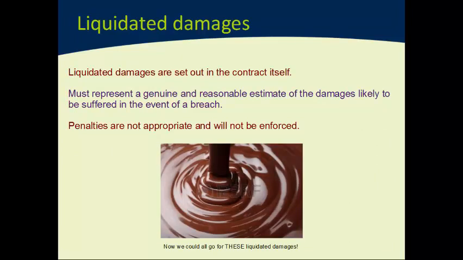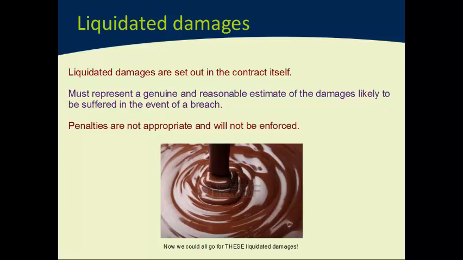Next one we'll look at is called liquidated damages. And you can see on the slide a pool of yummy, delicious, calorie-laden liquid chocolate, because I'm darned if I know how I could come up with a good picture for liquidated damages, and I thought, liquidated chocolate, that'll do me. Liquidated damages have nothing to do with anything being liquid.